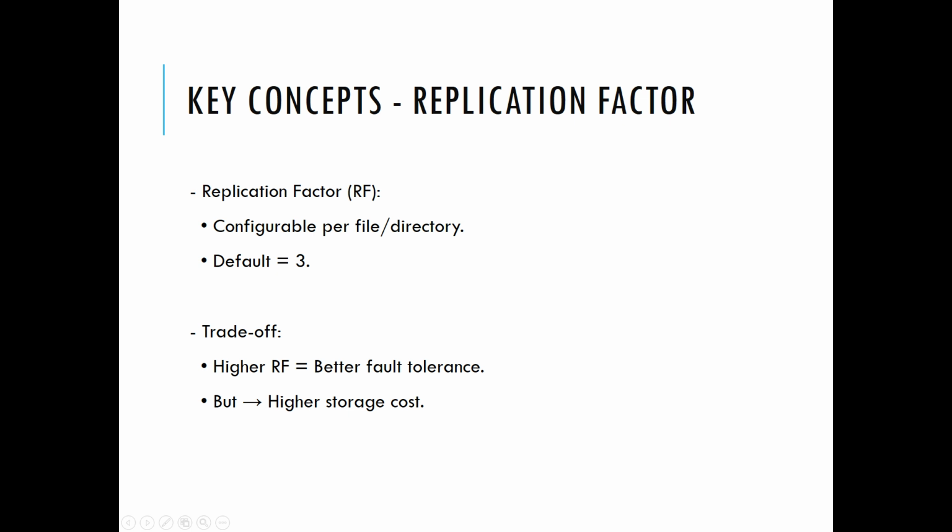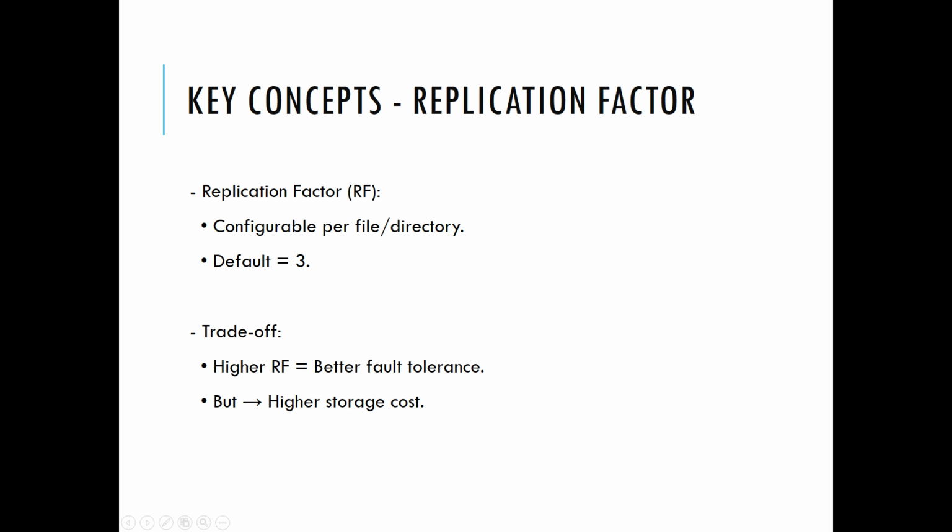Now let's discuss the replication factor, RF. The replication factor is the number of copies maintained for each block. It's configurable per file or per directory, meaning you can set different replication factors for different datasets based on their importance. The default replication factor is 3.